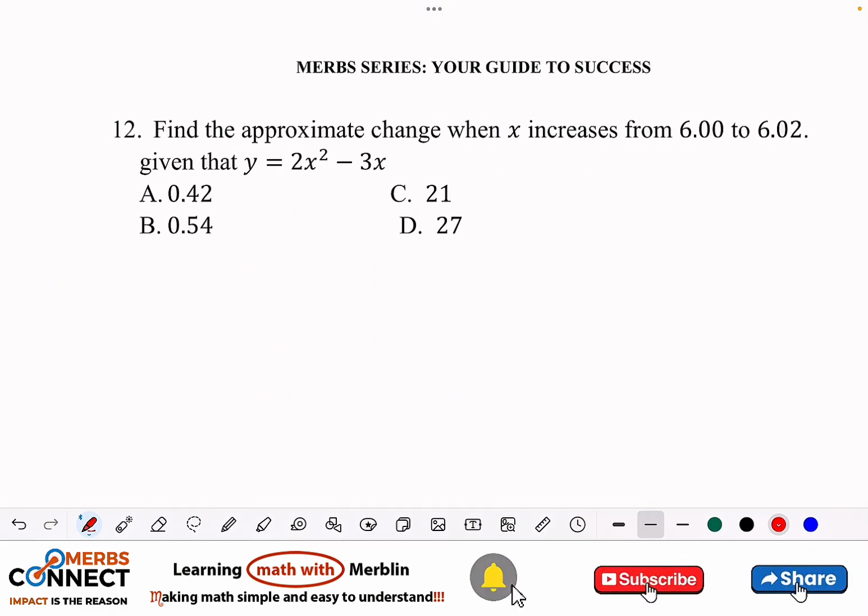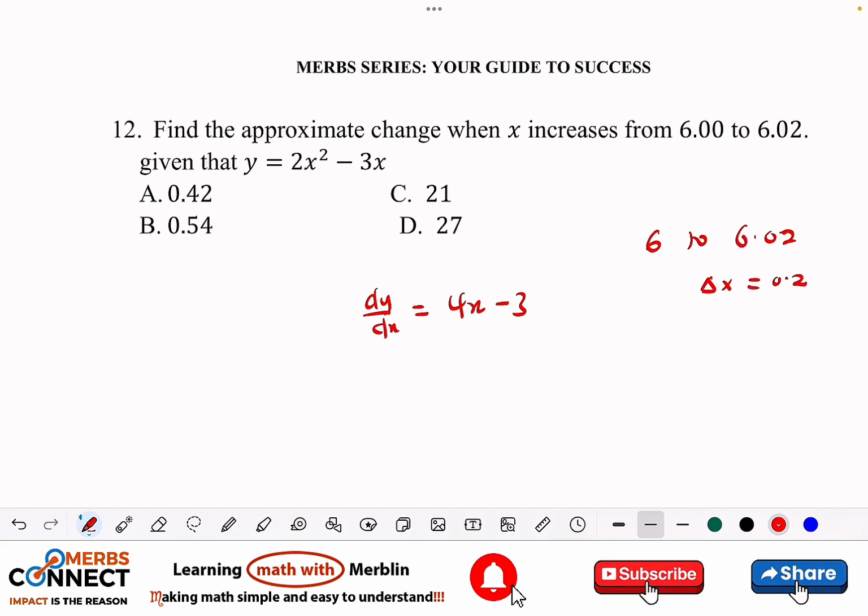Find the approximate change when x increases from 6 to 6.02, given this. I think it's a formula that we just need to know, right? So we want to look at the change. First we need dy over dx, which is 4x minus 3. Is that right? Now, when you look at the change from 6 to 6.02, the change in x here is equal to 0.02, because 6.02 minus 6 gives us 0.02.